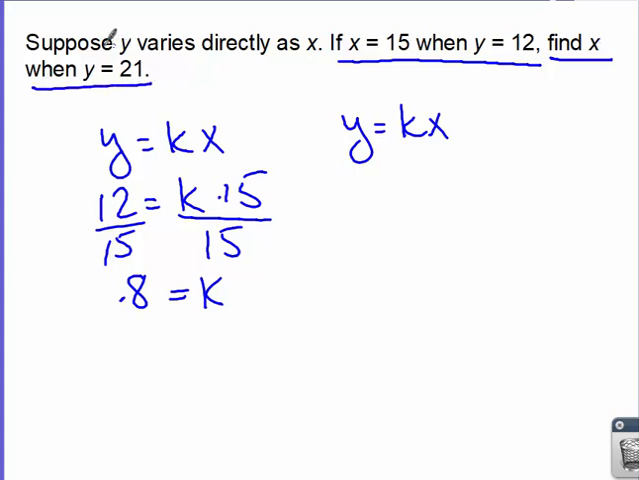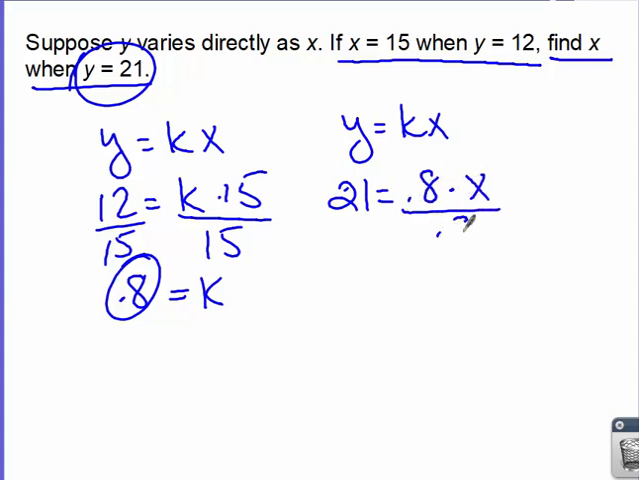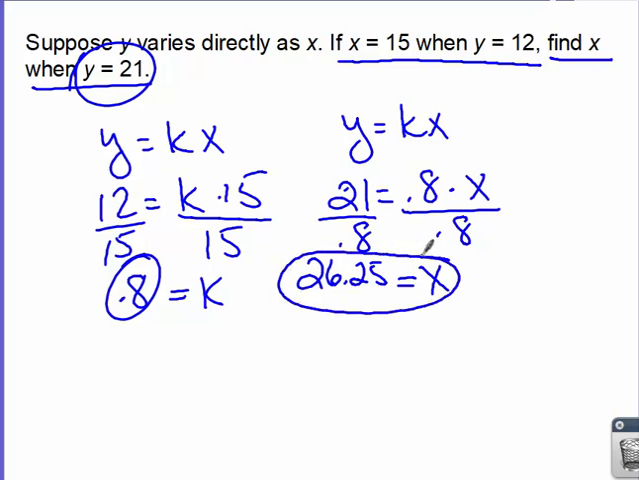So I substitute in my y value for y, 21 equals. Well, I know 0.8 is my k, and I'm looking for x. So I divide by 0.8, I divide by 0.8, and x is equal to, let me get my calculator real fast. I forgot the answer on this one. So you get 21 divided by 0.8, and you end up with 26.25. So not all the time are the answers nice, pretty numbers. Sometimes you will get decimals in there.